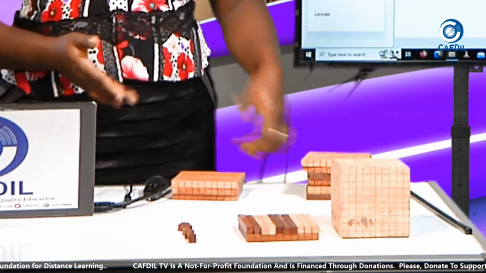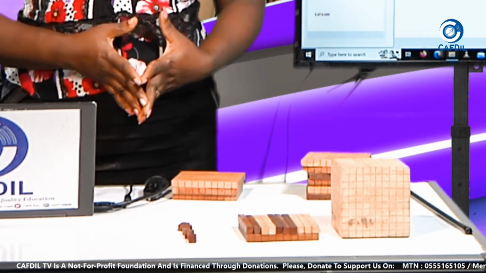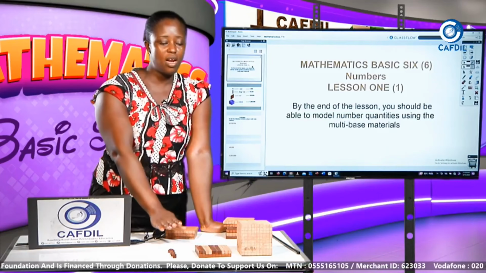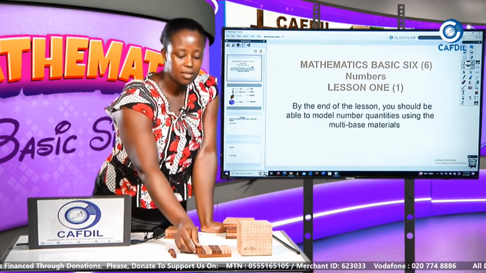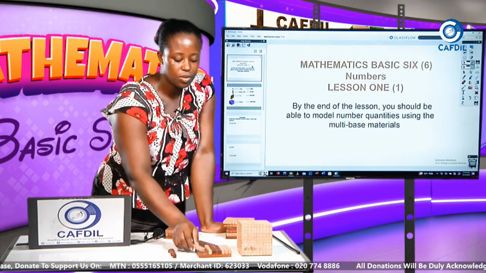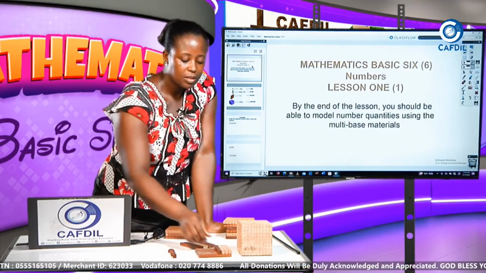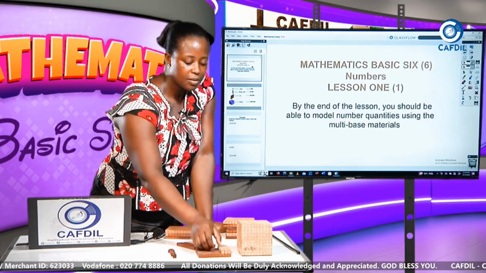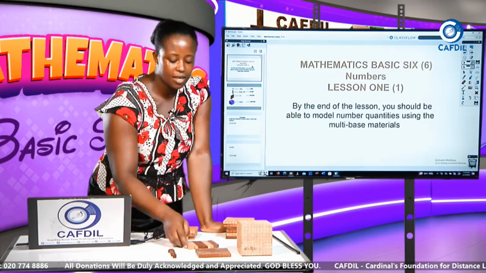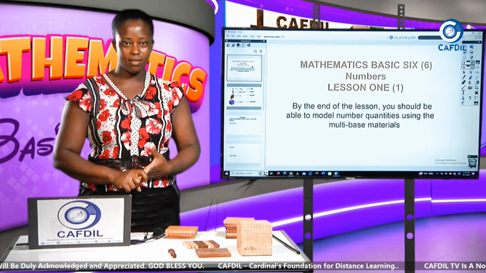So how many longs will give us a flat? Learners, how many longs will give us one flat? The longs have been arranged on the flats. Let's remove them and count. 1, 2, 3, 4, 5, 6, 7, 8, 9, 10. So 10 of the longs will also give us a flat.